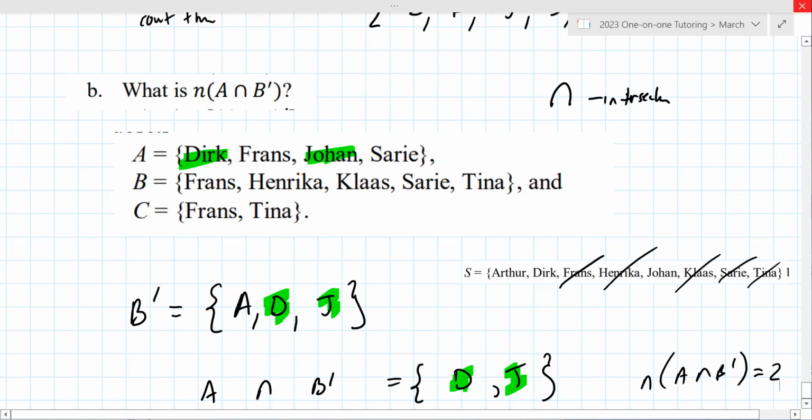All right, we will be stopping right here for today. Perfect.